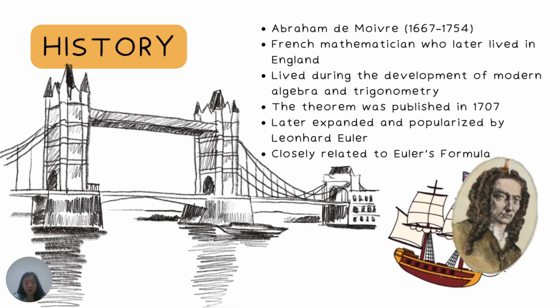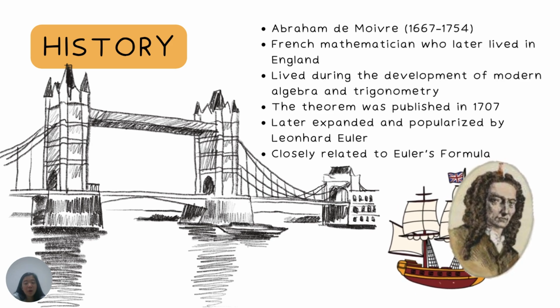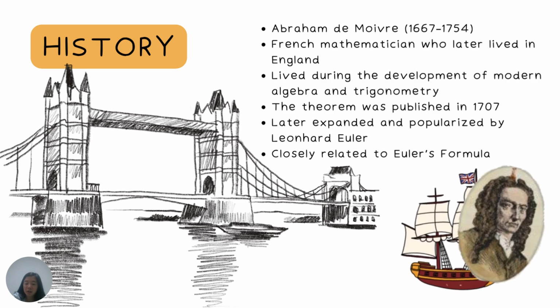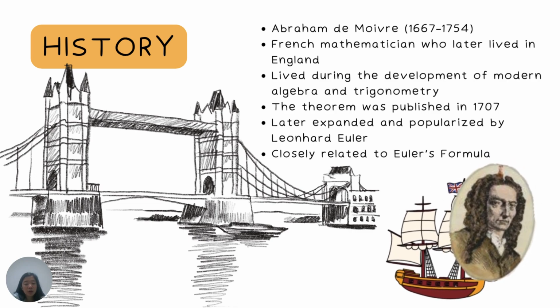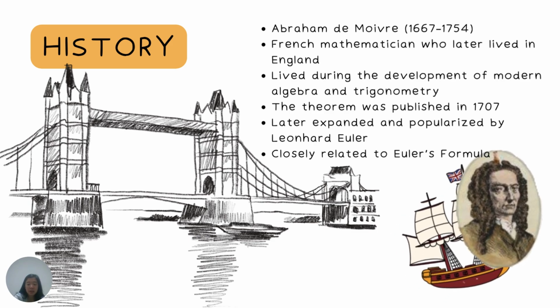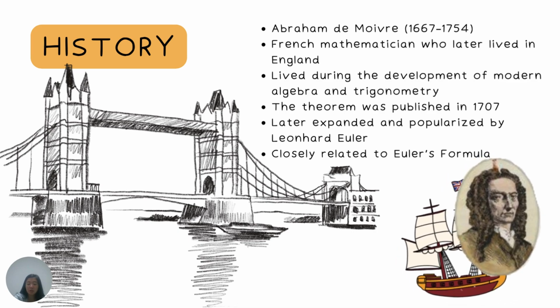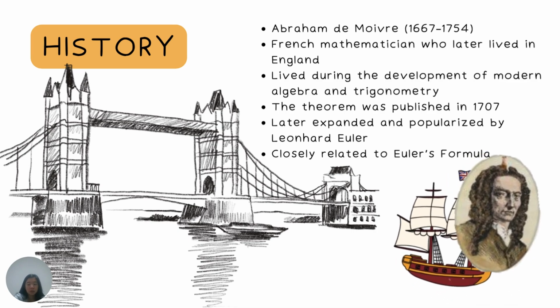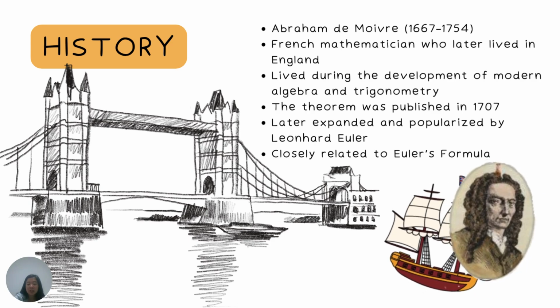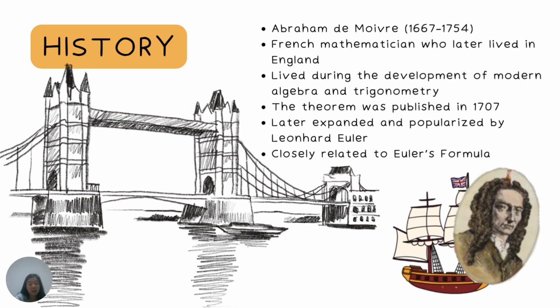Although de Moivre introduced the idea, it was later refined and made more popular by Leonhard Euler, who introduced Euler's formula. This formula shows a deep connection between exponential functions, trigonometry, and complex numbers. And today, de Moivre's theorem plays an important role in mathematics, physics, and engineering.